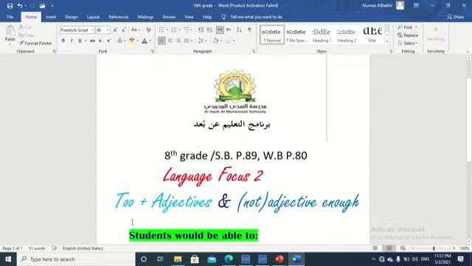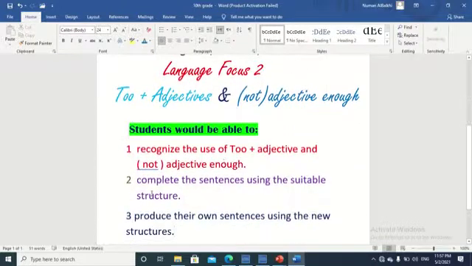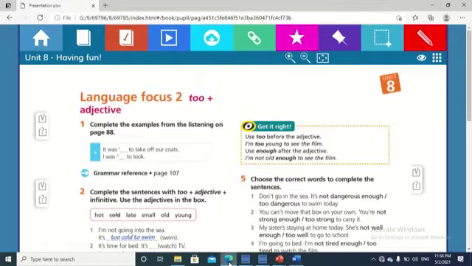So, in this lesson, students would be able to recognize the use of too plus adjective and not adjective and enough. Complete the sentence using the suitable structure. Of course, each one of these two structures has a certain meaning. We would be able to recognize the difference in use and use them in sentences. Number 3, produce their own sentences using the new structures. So let's go directly to your student book.